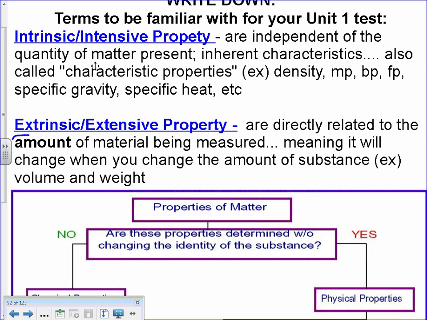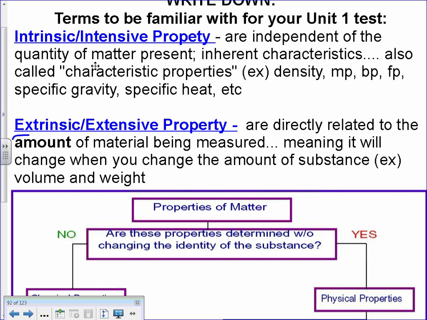Okay, so whenever we're talking about properties in chemistry, you can name off chemical properties, physical properties, all kinds of properties, but they're really categorized into two broader categories that relate to if it is dependent upon the matter that is present in that sample. So I'm going to start with extrinsic, okay?